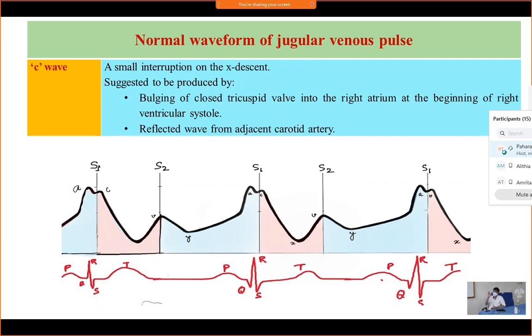C wave, a small interruption on the X descent. Basically, after the A wave there is a descent, the X descent, and there is a small interruption in the X descent that is called the C wave. It is suggested to be produced by bulging of the closed tricuspid valve into the right atrium at the beginning of right ventricular systole. Or many people say that it is the reflection of the adjacent carotid pulse that is perceived as the C wave.